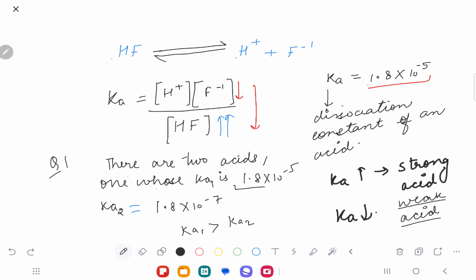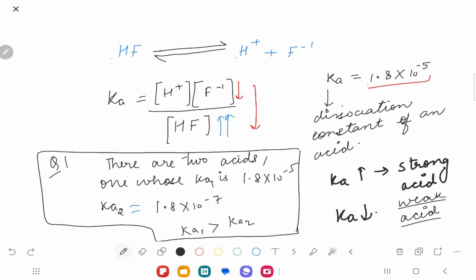So by looking at the value of Ka only, I can indicate which is a stronger acid and which is a weaker acid. This is one type of question that they would first give you, just to identify the strength of the acid. I hope you're understanding the concept. So this is one part.